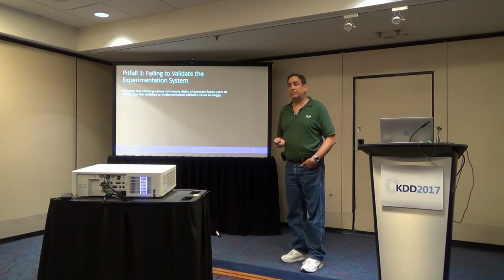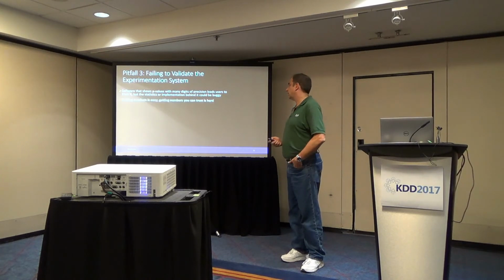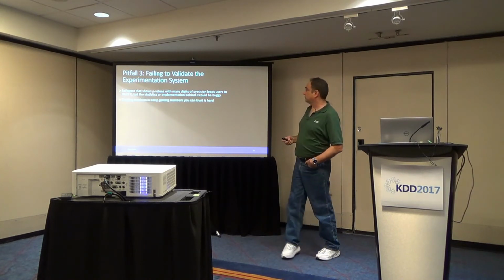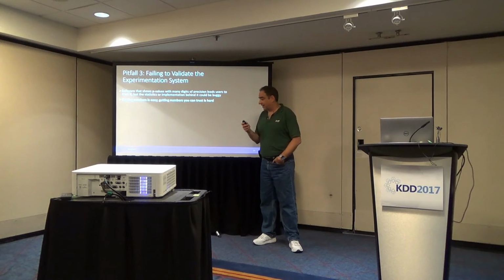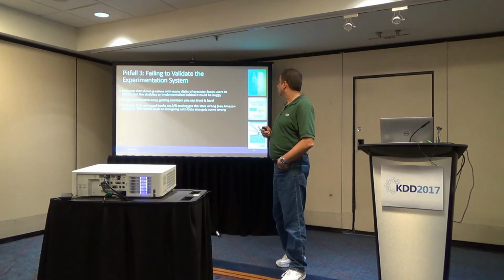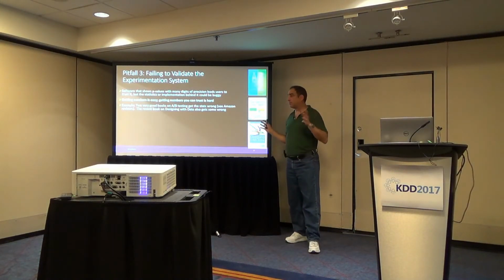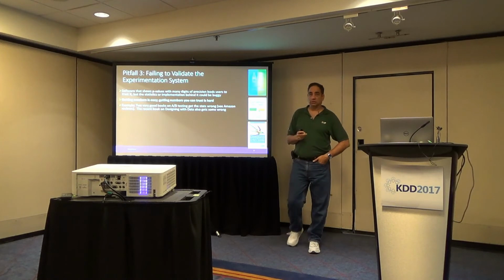Failing to validate the experimentation system, very, very important. We've seen people that produce p-values that look like 7 digits of precision. They get the first one wrong. Getting numbers is easy, getting numbers you can trust is hard. We spend a lot of time making sure that our system is valid. Also, the books don't do a good job of helping these. These are fun books, good examples, nice to read. They all get the math wrong. Right?